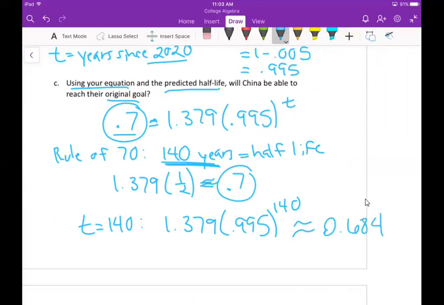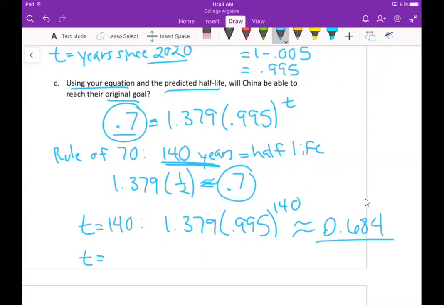0.684. So 140 years has gone a little too far. We're down to 684 million at that point. So then we can do a little bit of testing. We're going to say, okay, that was too far. I went a little bit past 0.7, but obviously very close, because actually a half of 1.379 is 0.6895.